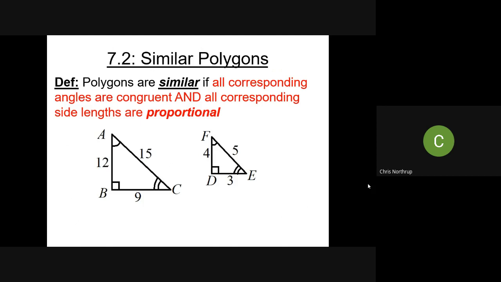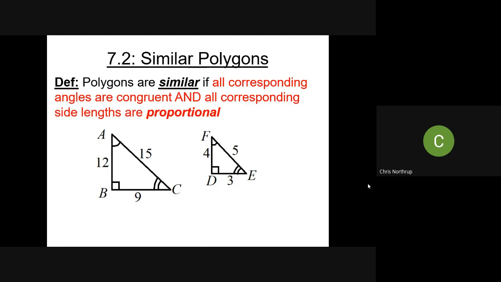So for example, I've got triangle ABC and triangle FDE. They've got all of the arcs in the right spots. Angle A congruent to F, B congruent to D, C congruent to E. And then let's look at all those side lengths. So if I compare, say, the biggest side length of ABC, that'd be 15. The biggest side length of the other triangle, that'd be 15 over 5. Well, let's see, let's reduce that.